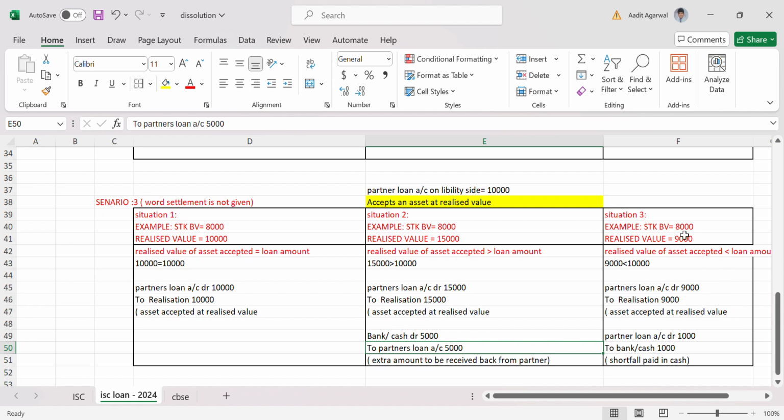And the last scenario is when the realized value of the asset that he has accepted is less than the loan amount. First you pass the entry for the asset that he has accepted. So realization will be credit, loan will be debit by the value of the asset accepted, which is 9,000. For the amount which is still pending, we are going to pay him. So money is going out, so to cash or bank, and loan account will be debited.